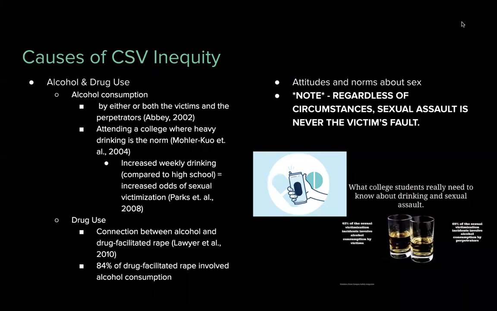An important thing to know as well is that regardless of the circumstances, sexual assault is never the victim's fault. And that's just something really important to remember.